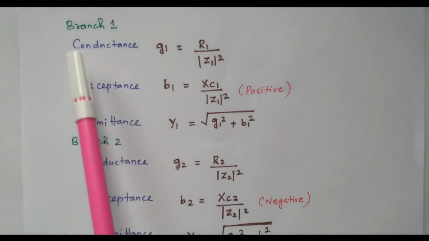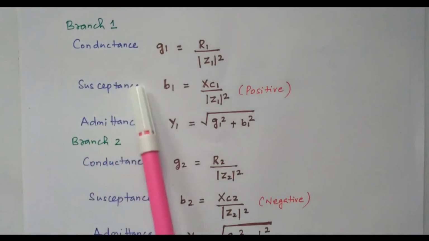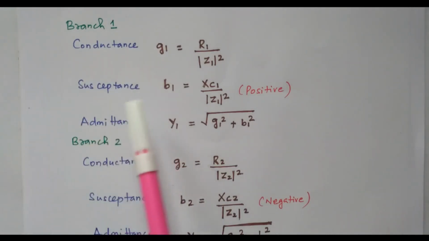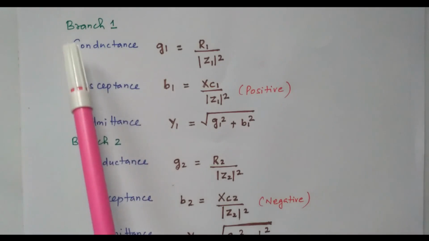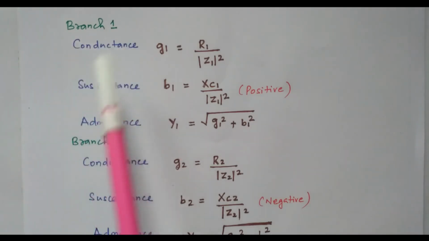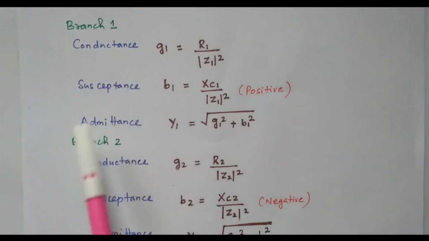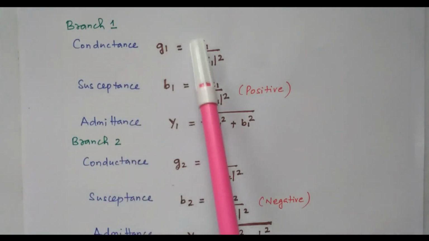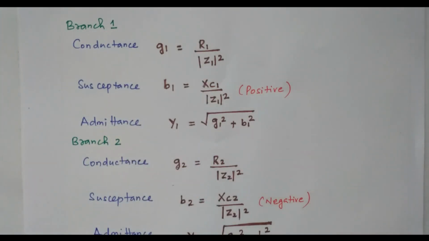So this is the resistance, reactance, impedance. It is a reciprocal of the resistance, reciprocal of the reactance and reciprocal of the impedance. So similarly we are writing this formula.